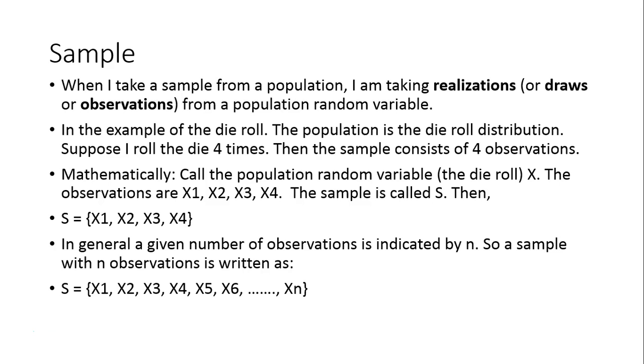So mathematically, call the population random variable x. This is the die roll. The observations are x1, x2, x3, x4. And the sample is called S. Then you can write S like this.